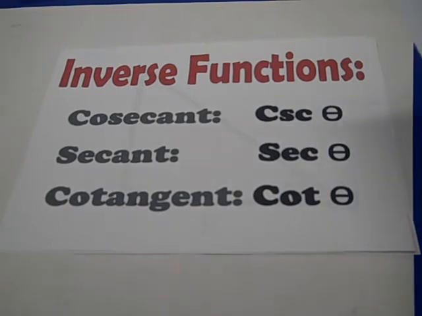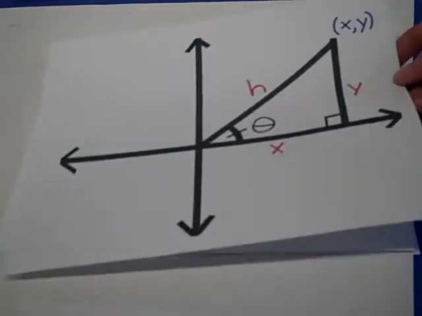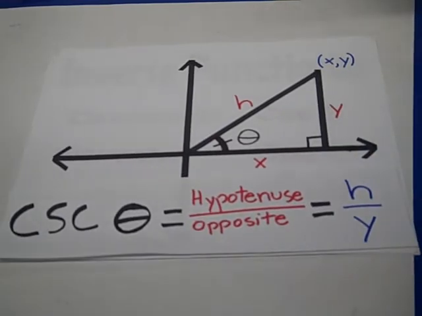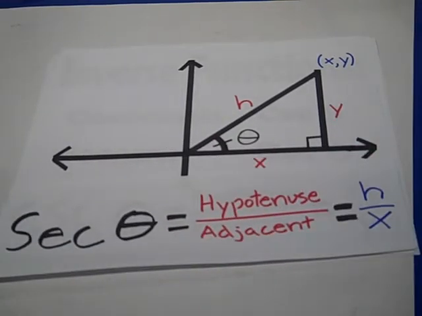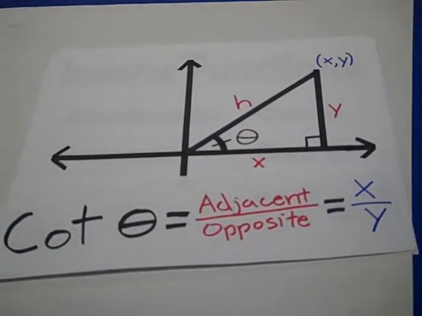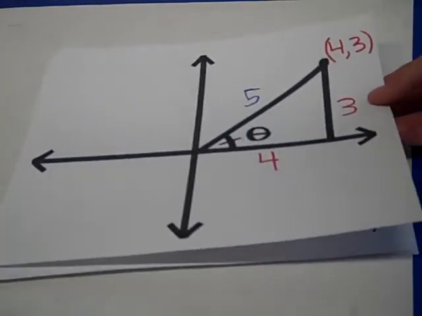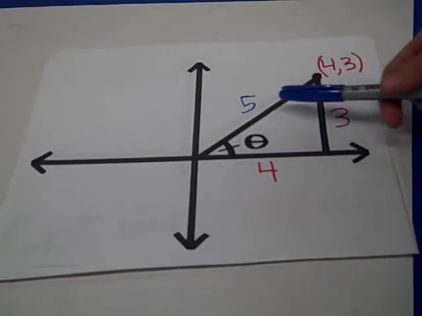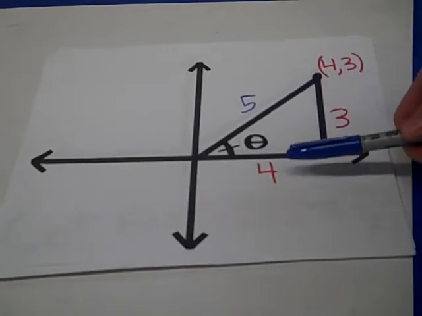If we examine inverse trig functions in the coordinate plane, this means the cosecant of theta would be equal to h over y. The secant of theta would be equal to h over x, and the cotangent of theta would be equal to x over y. Let's refer back to our first example of the triangle created by the point (4, 3). The cosecant would be equal to 5/3. The secant would be equal to 5/4, and the cotangent would be equal to 4/3.